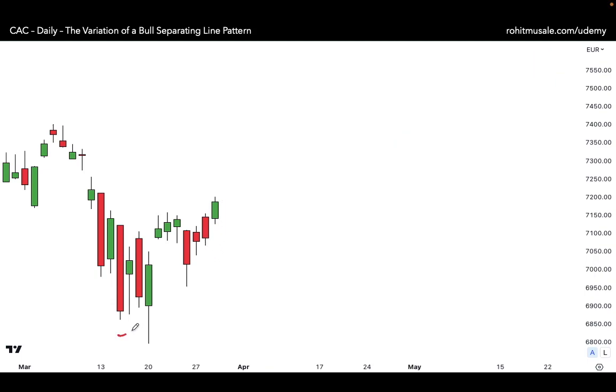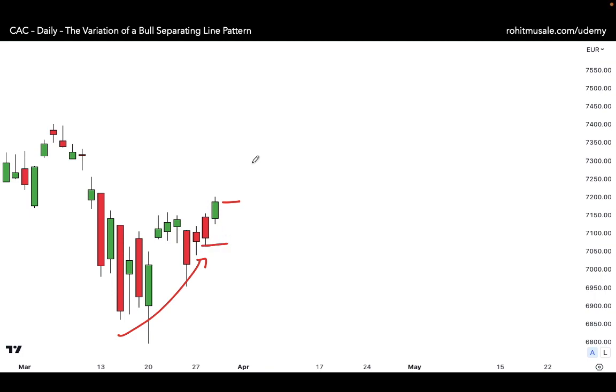It's a pattern that comes after an uptrend. The two candles have the same opening price. Both the candles should preferably have long real bodies. That's your entry, that's your stop loss.